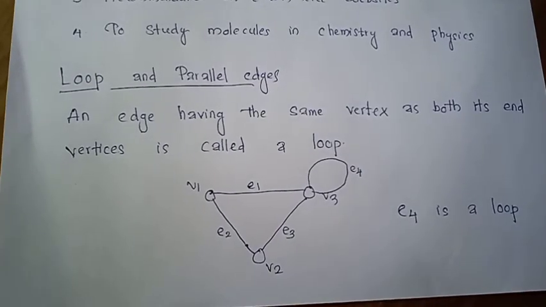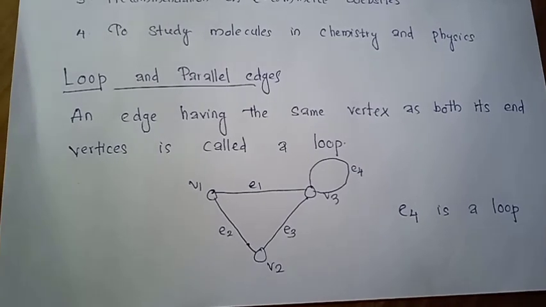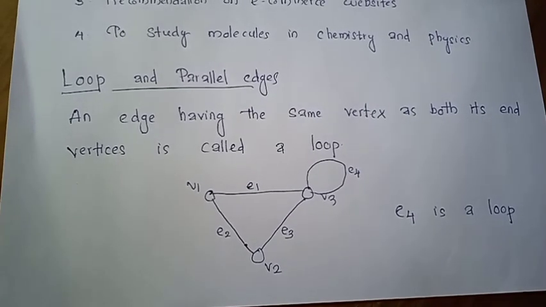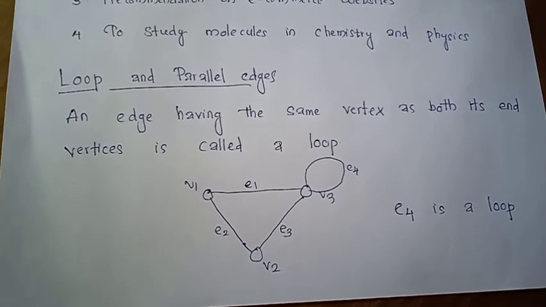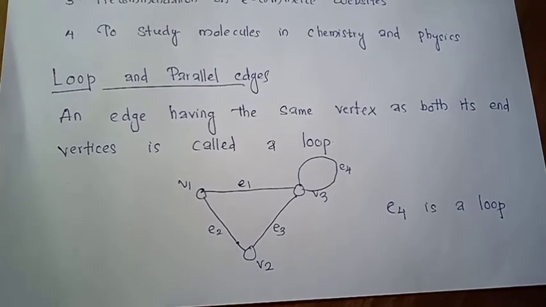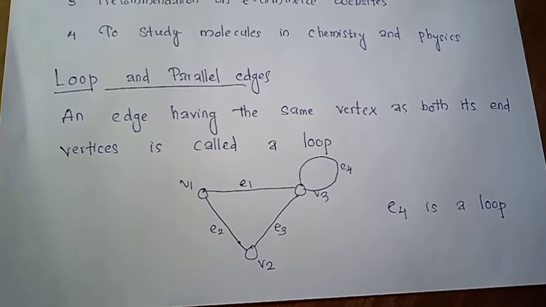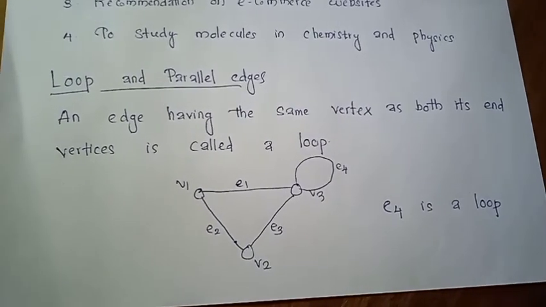Next, we are going to study some terms about graphs. That is loop. What is a loop? In a graph, an edge having the same vertex as both its end vertices is called a loop. Here, E4 is a loop. That is, in the V3 vertex, there is a self loop.